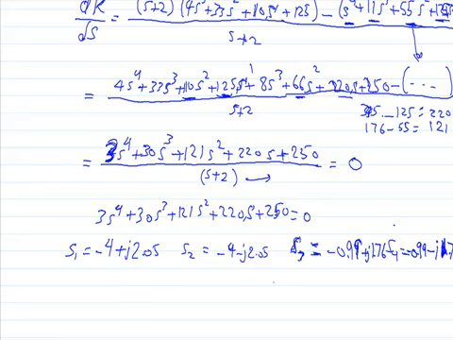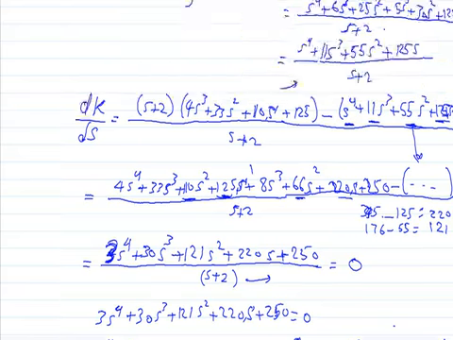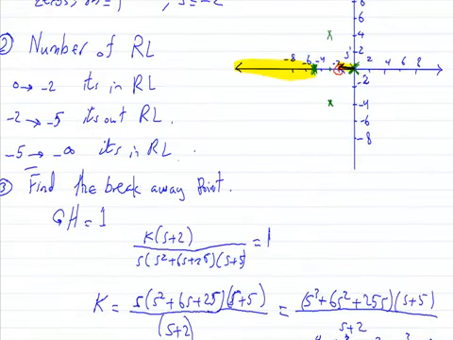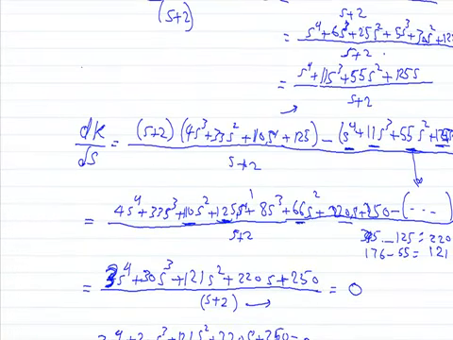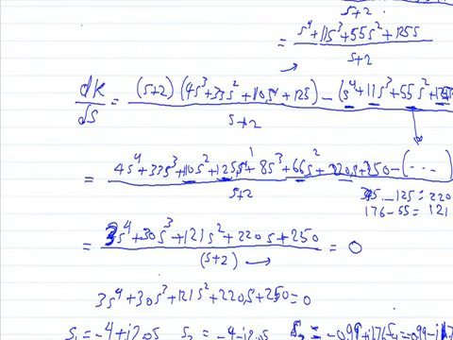So according to the graph of the root locus, we have a range from 0 to minus 2 and from minus 5 to minus infinity. So it appears that these two are rejected and these two are accepted.